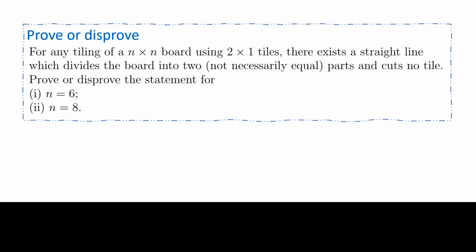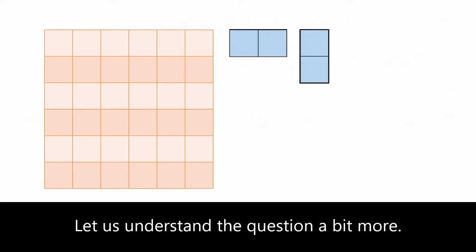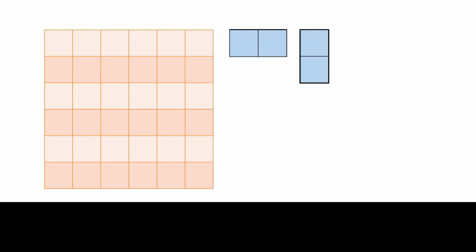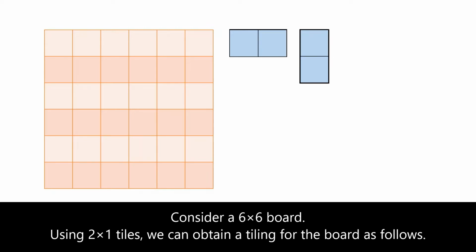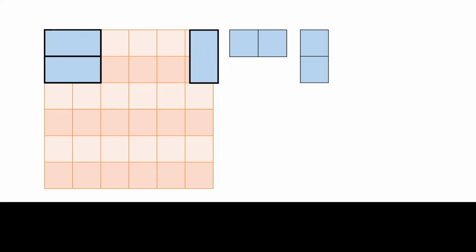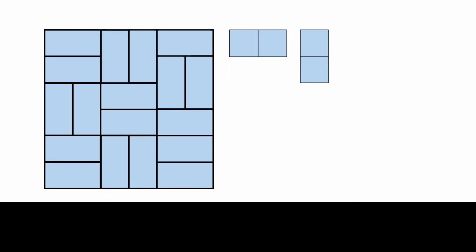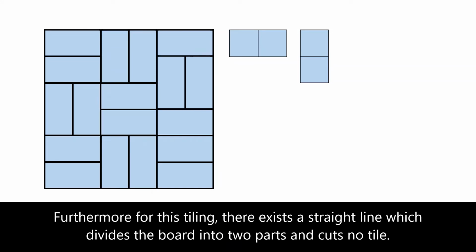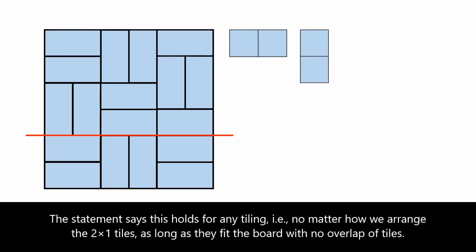Let us understand the question a bit more. Consider a 6 by 6 board. Using 2 by 1 tiles, we can obtain a tiling for the board as follows. Furthermore, for this tiling, there exists a straight line which divides the board into two parts and cuts no tile. The statement says this holds for any tiling, that is, no matter how we arrange the 2 by 1 tiles, as long as they fit the board with no overlap of tiles.